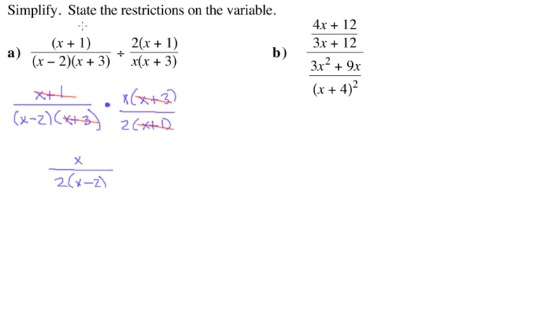Now they also want restrictions on the variable, and for that we have to backtrack. We have a number of pieces to look at. In our denominator we have x minus 2. So one of our restrictions would be x minus 2 must never be 0, which means x must never be 2. From this next term with the x plus 3 in it, we get x plus 3 can't ever be 0. Therefore, x can never be negative 3.